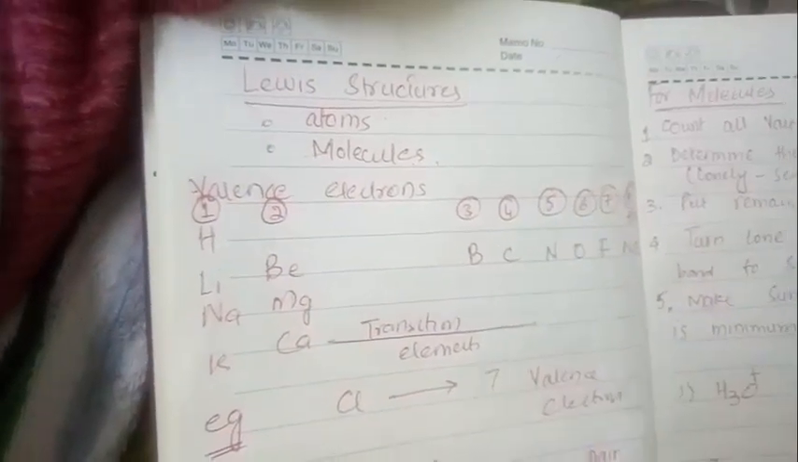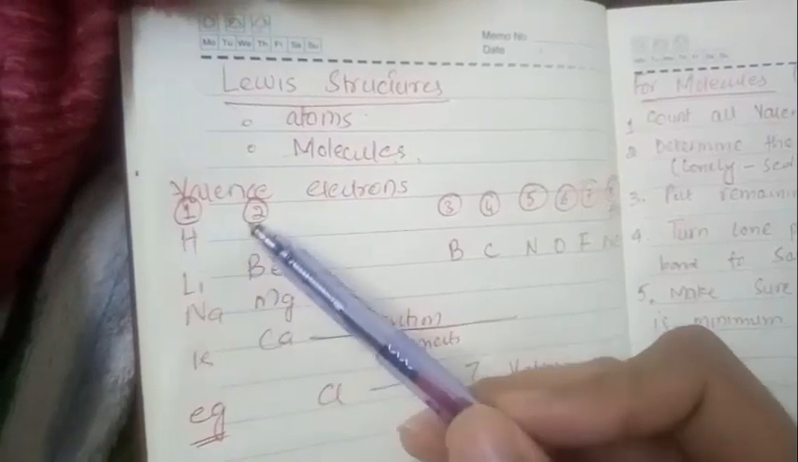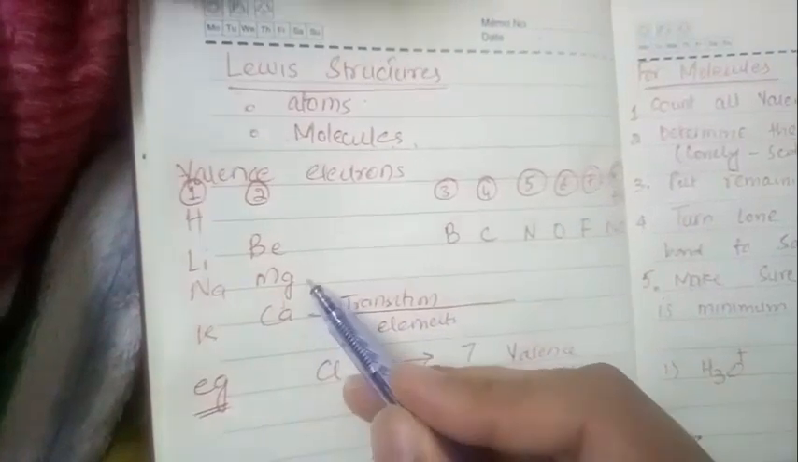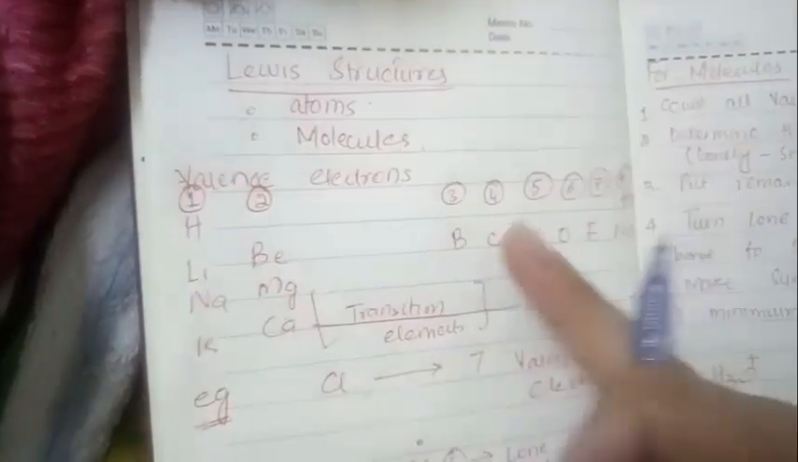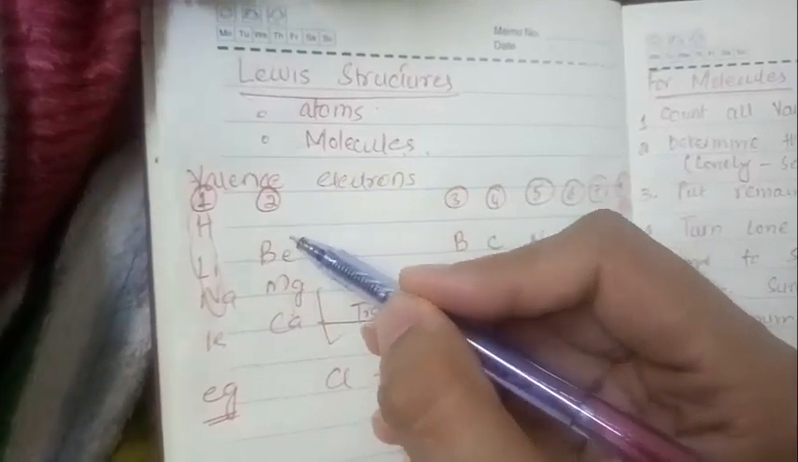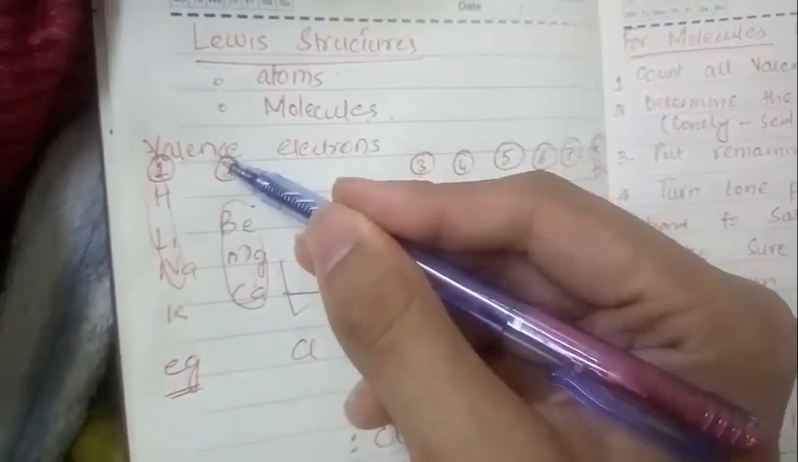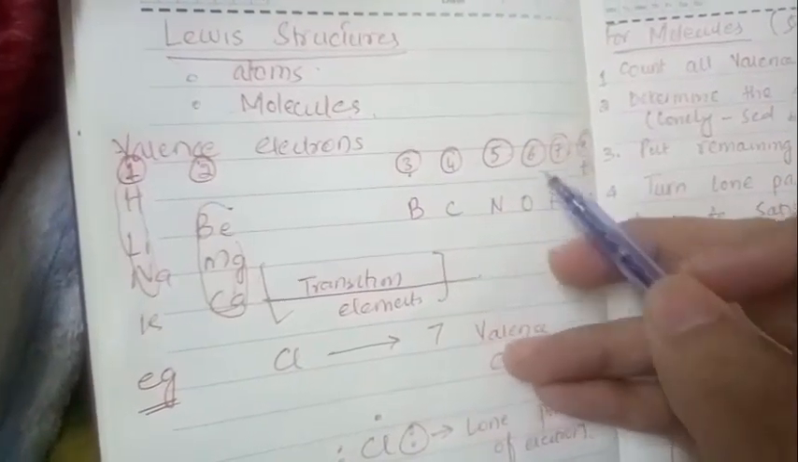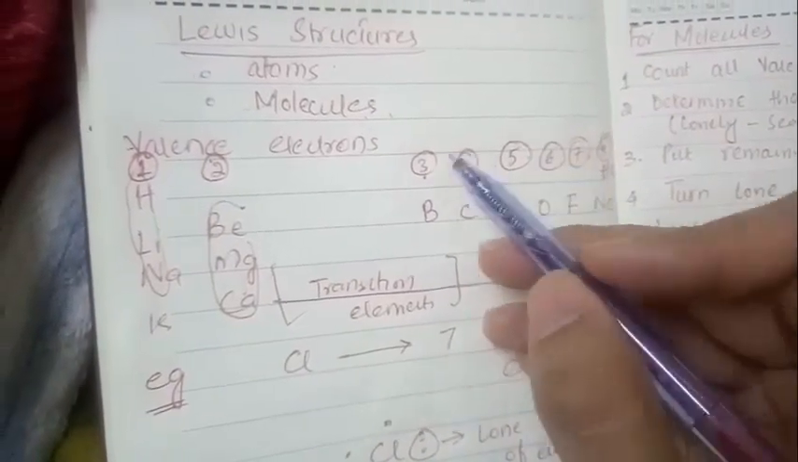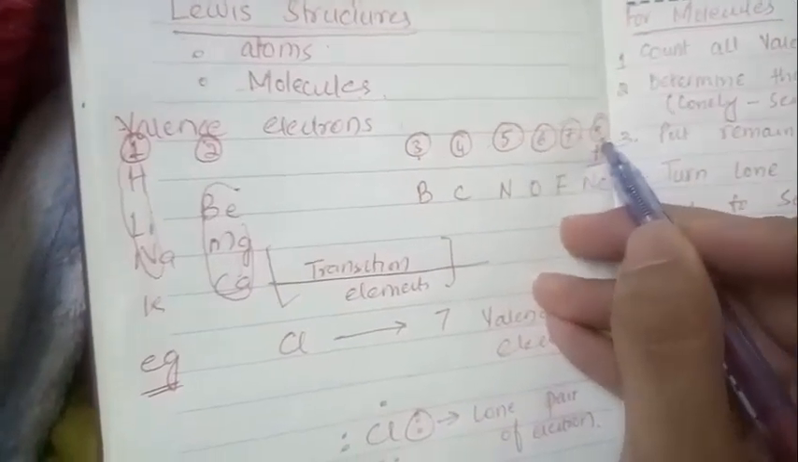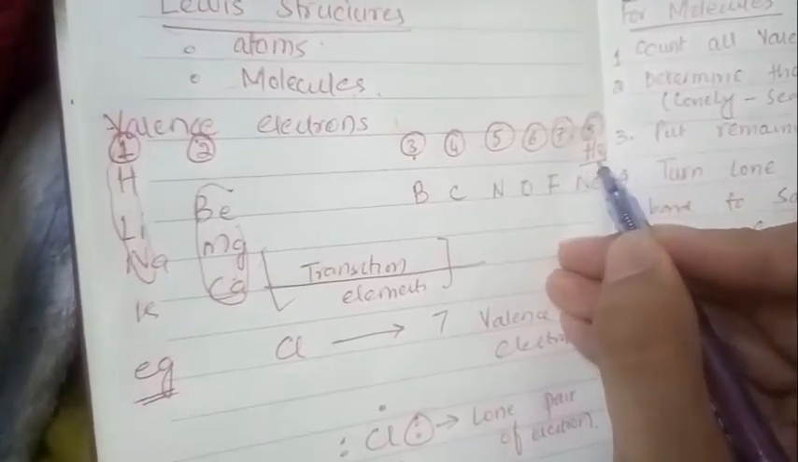As you can see, if you name every column 1, 2, 3, 4, 5, 6, 7, 8, while ignoring the transition elements which come at the center of the periodic table, you will see that the elements that lie in this column will have one valence electron. The elements lying in this column will have two valence electrons. Similarly, for 3, 4, 5, 6, 7, 8, they have the corresponding number of valence electrons according to this numbering, except helium, which won't have 8 valence electrons, it will have 2.